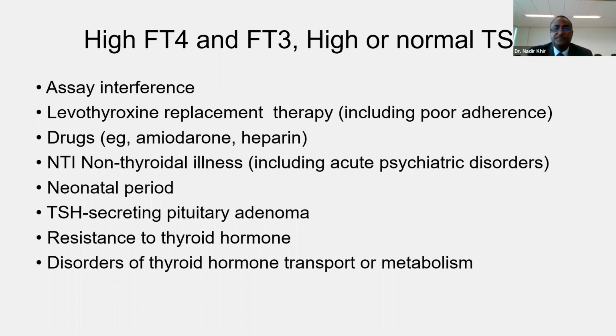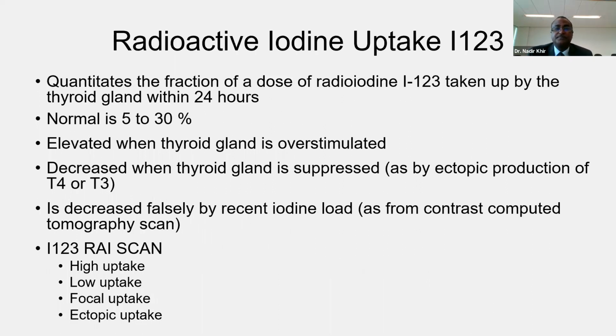With levothyroxine replacement therapy, sometimes the TSH can be delayed, but the T4 and T3 can show normal because the patient has started to take them. If they took them right before the test, sometimes it will give you high T4. Other causes: drugs, again heparin and amiodarone, non-thyroidal illness, neonatal period, TSH-secreting pituitary adenoma, resistant thyroid hormones, and disorders of thyroid hormone transport or metabolism.